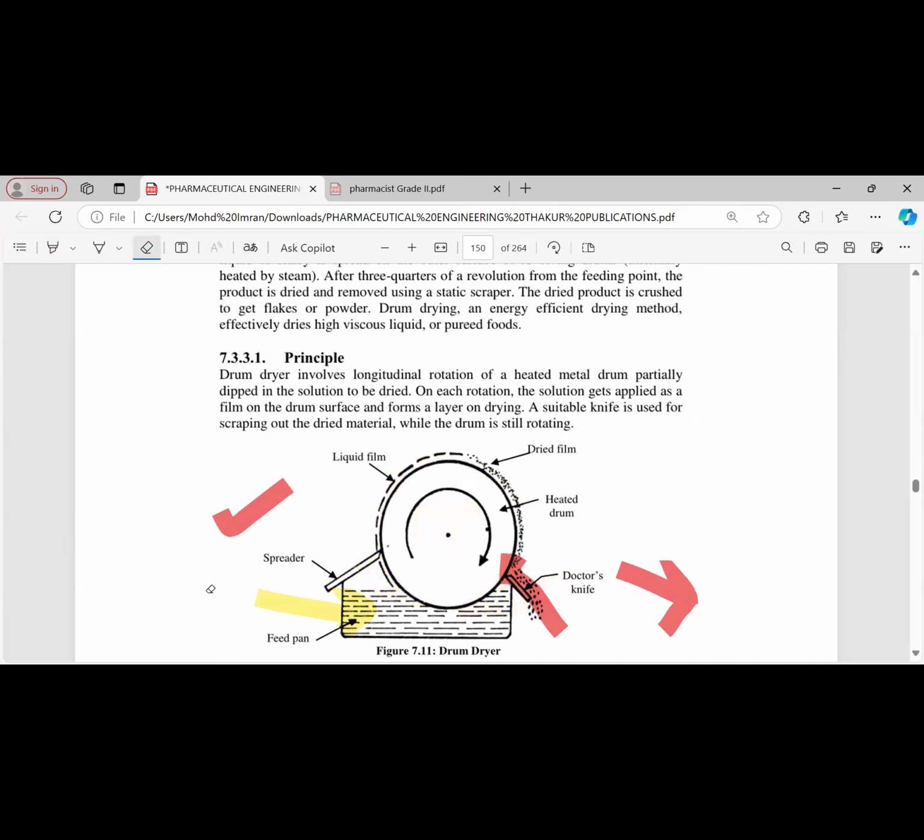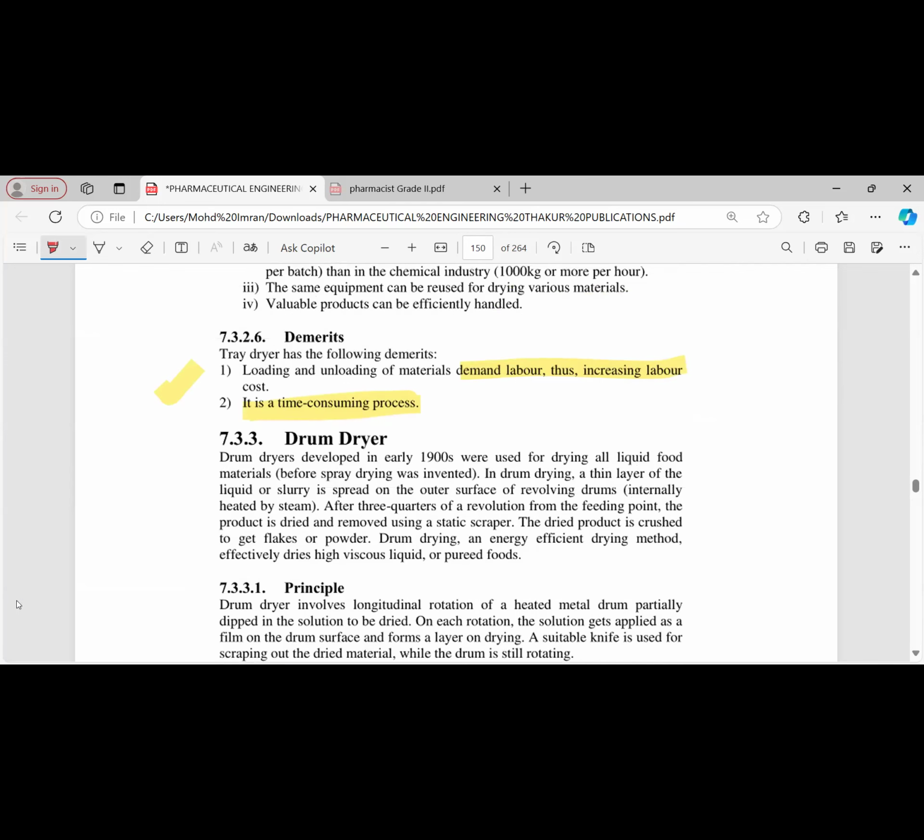You're taking a drum, and inside the drum you're sending steam so that the surface of the drum is heated up. This drum is continuously rotated in the material to be dried. So a thin film of material is formed on this drum, and because of the steam present in it, it's dried. Then a scraper blade or knife scrapes the dried surface. This is the drum dryer.